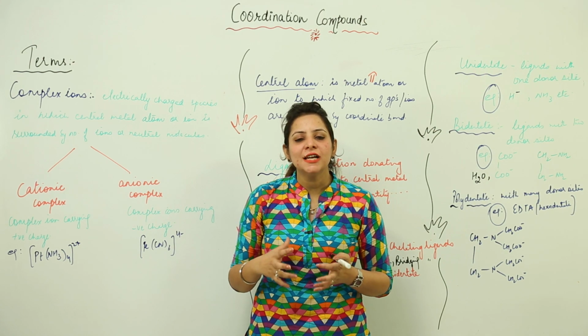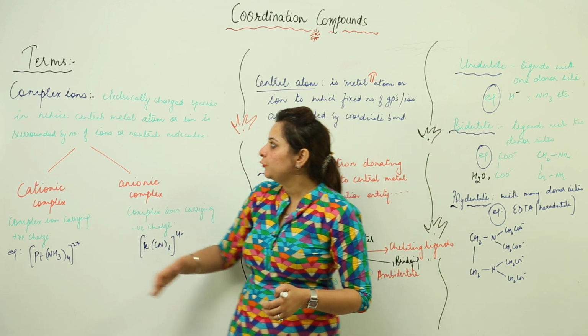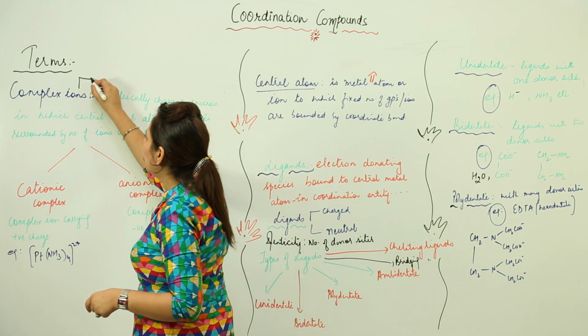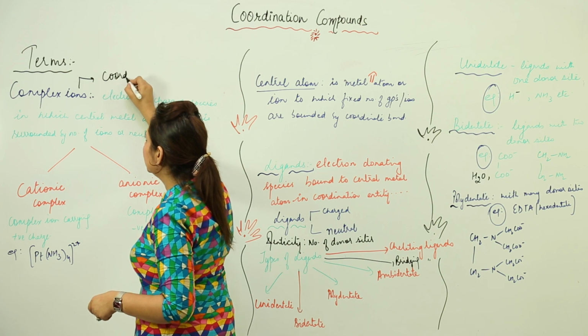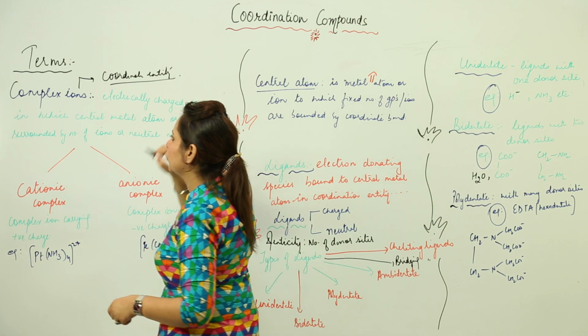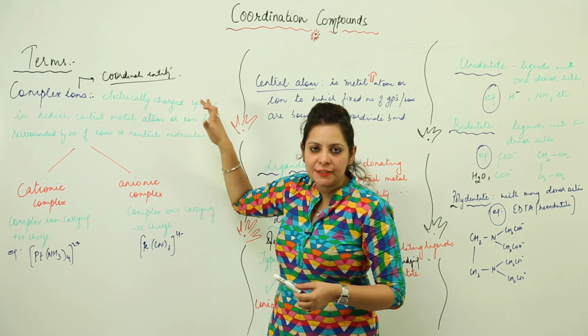Now we are going to start with the basic terminology which is involved in this chapter. The first is the complex ion. This complex ion is also called a coordination entity. It can be called this also. So what happened in this case? It is an electrically charged species.